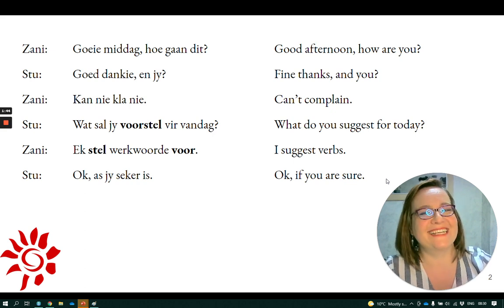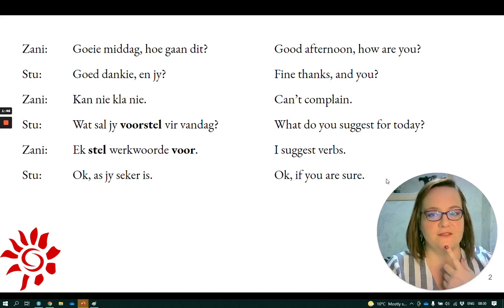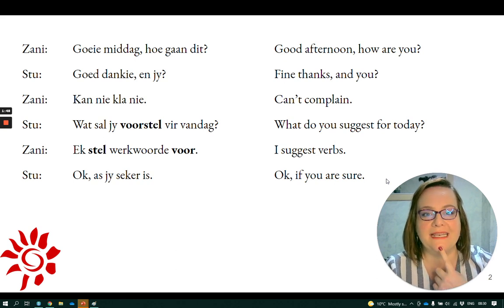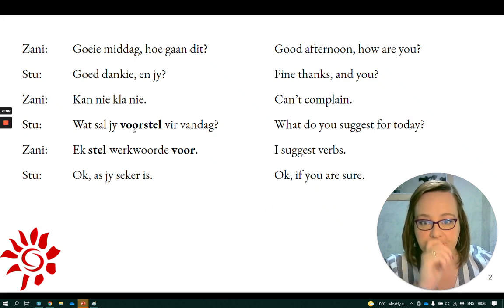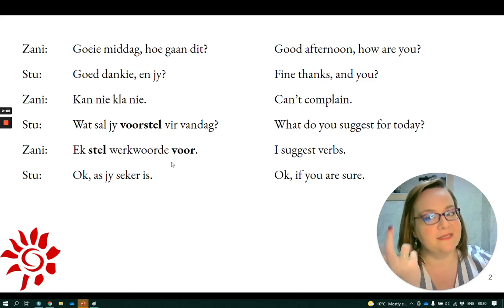Okay, so when I was saying hoe gaan het, I think you probably heard I didn't go hoe gaan dit. I went hoe gaan het. It's almost like a quick hoe gaan het, hoe gaan het. And I've bolded the compound verb here. Voorstel. Stel voor. Something happens to it. Let's see.